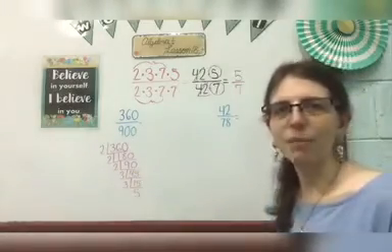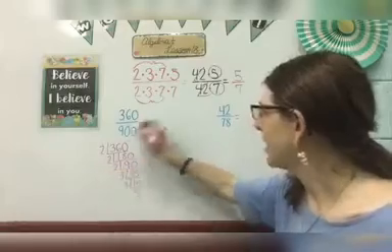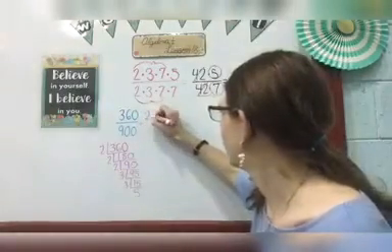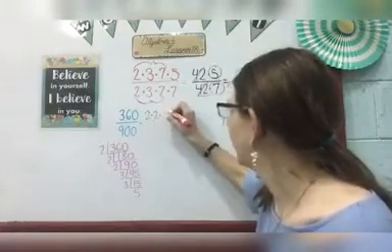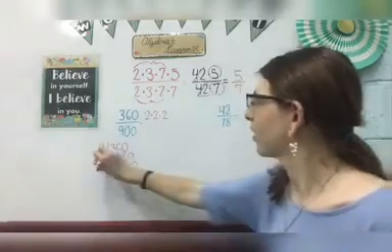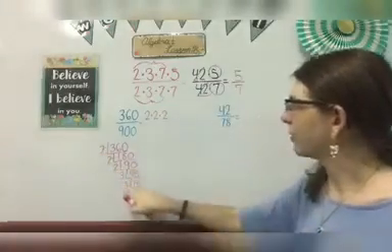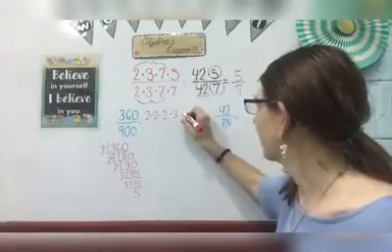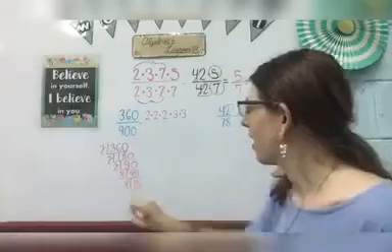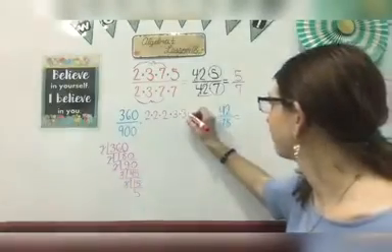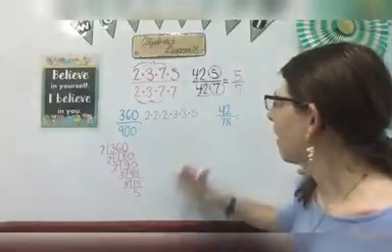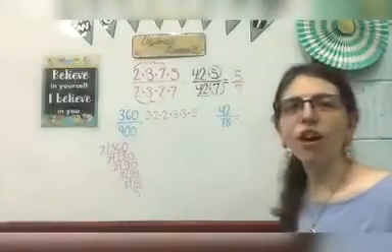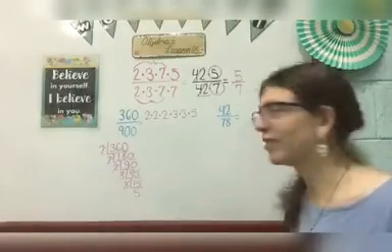So here are all of my prime numbers. I have 3 2's, so 2 times 2 times 2. My 3 2's. I have 2 3's, 3 times 3. And I have 1 5. Okay, so there are all of my prime factors for 360.